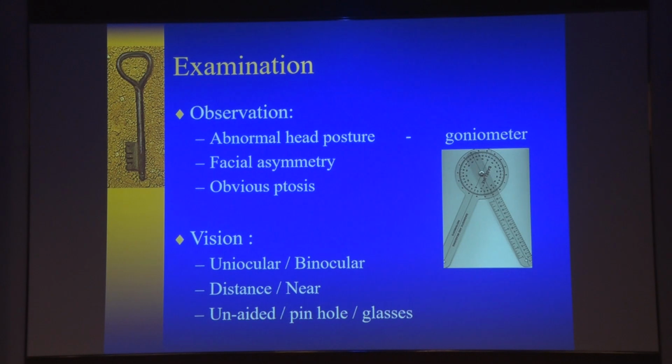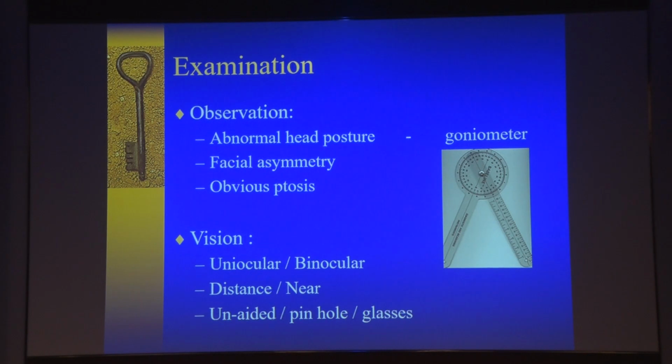So essentially the first three points that you see here, you should be able to judge before the patient sits on your chair. As they're walking in, you should be able to detect that there's some facial asymmetry, that probably this patient has walked in with a head posture, and you can see an obvious ptosis. So ptosis will connect with a third nerve, facial asymmetry with a fourth nerve, and abnormal head posture could be due to nystagmus or the patient trying to get into an area of binocularity.